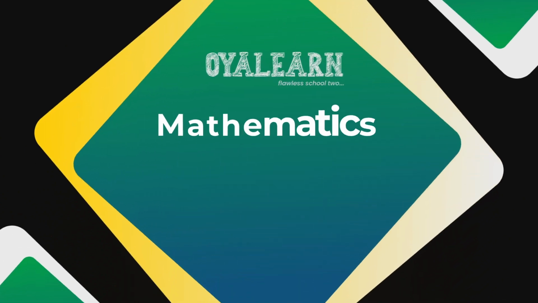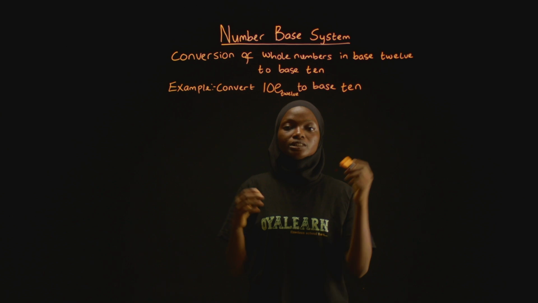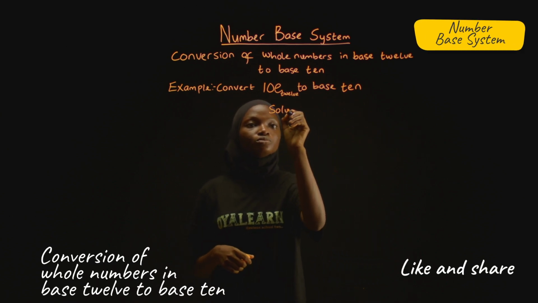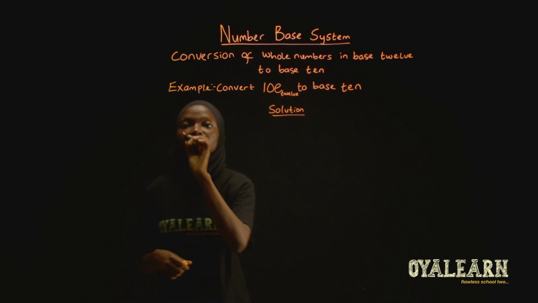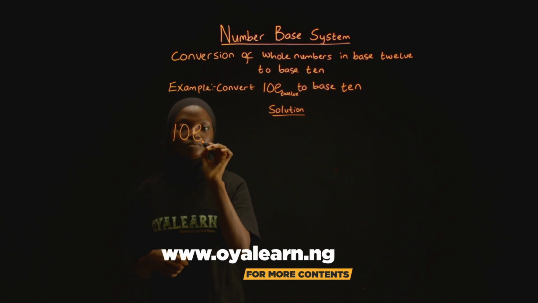Here is another example of a whole number in base 12, and we have to convert this to base 10. Let's solve. Solution. Let's write out our number. 10e base 12.